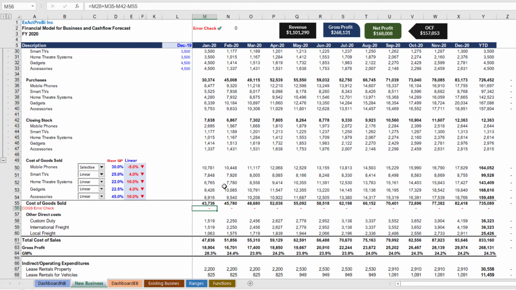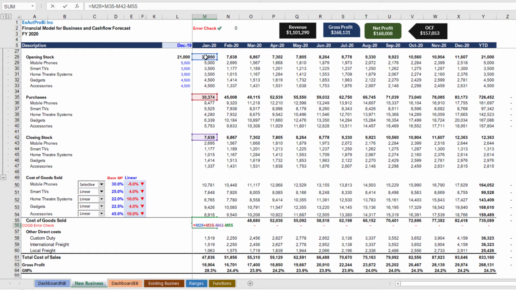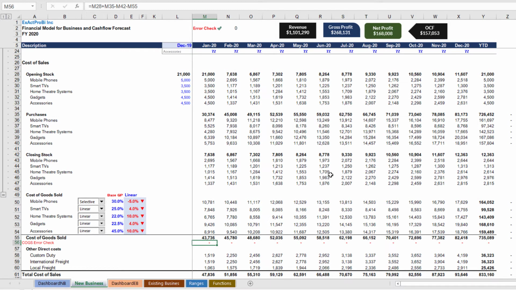There is an error check here, which I am doing in reverse. So I'm adding the usual formula of opening stock plus purchases minus closing stock. That should be equal to this amount, and it is matching. If there is an error, you need to go and look at where this error is coming from and you need to correct that.